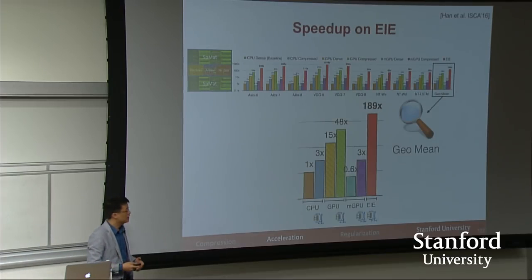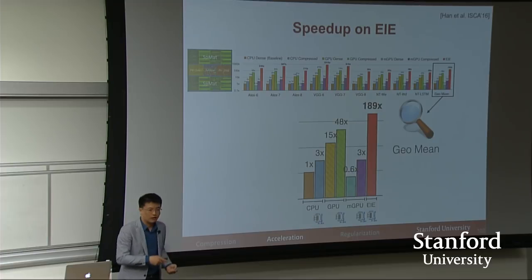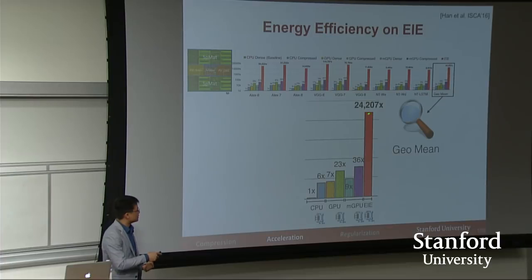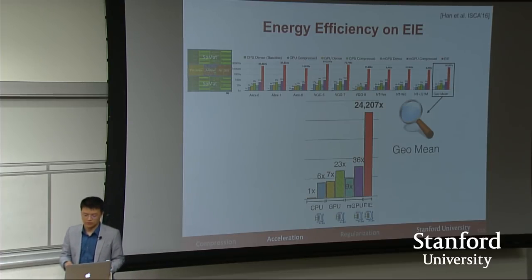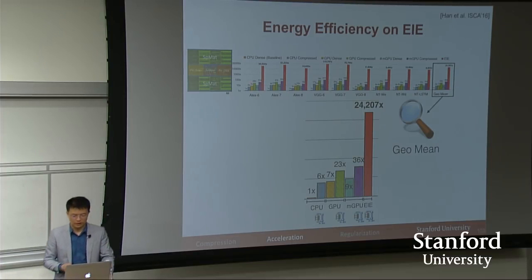Okay, speedup. Using such an efficient hardware architecture and also model compression, this is the original result we have seen for CPU, GPU, and mobile GPU. Now EIE is here, 189 times faster than the CPU and about 13 times faster than the GPU. This is the energy efficiency on the log scale. It's about 24,000x more energy efficient than the CPU and about 3,000x more energy efficient than the GPU. It means, for example, previously if your battery could last for 1 hour, now it can last for 3,000 hours.